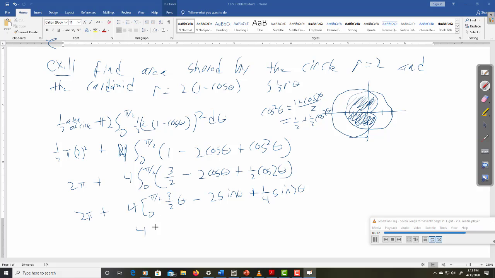So then plug in pi over 2. That's 3/2 times pi over 2, which is 3 pi over 4. And then plug in pi over 2 to sine, you get 1, so minus 2. Plug in pi over 2 to sine 2 theta, that's sine of pi, which is 0, so plus 0. Plug in 0, you're just going to get 0. So multiply the 4 through, you get 2 pi plus 3 pi minus 8, so you get 5 pi minus 8.